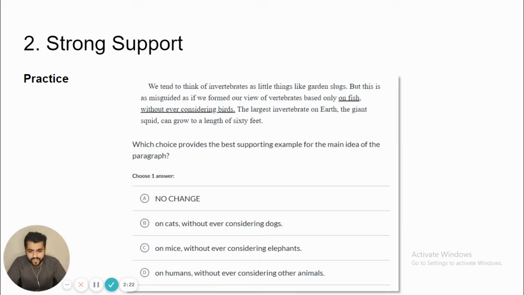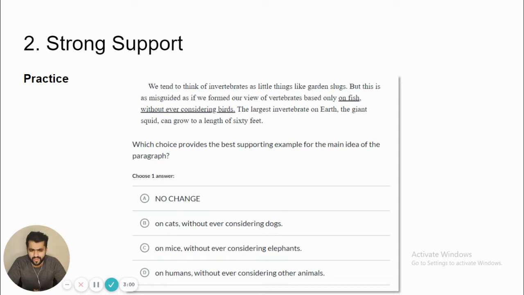So, the passage is: we tend to think of invertebrates as little things like garden slugs. But this is misguided, as if we formed our view of vertebrates based only on fish without ever considering birds. Here is the first red flag for me. I can't really get any sense of the sentence when I read "based only on fish without ever considering birds." How is that related to slugs being small? But let's continue. The largest invertebrate on Earth, the giant squid, can grow to a length of 60 feet.